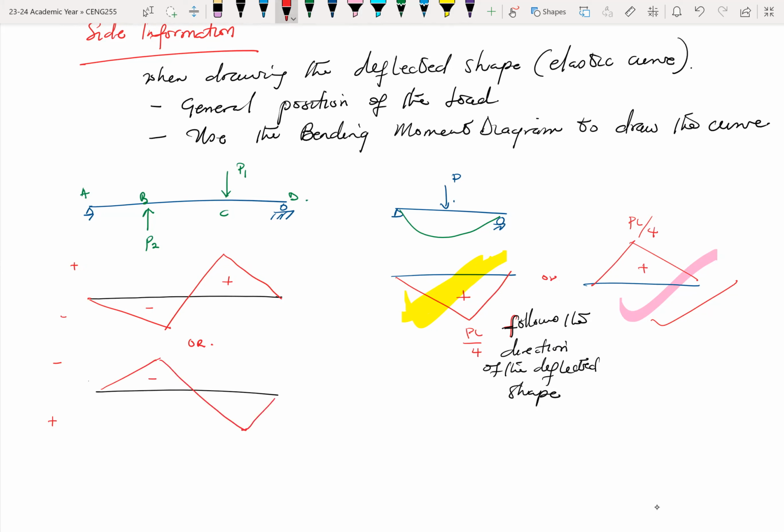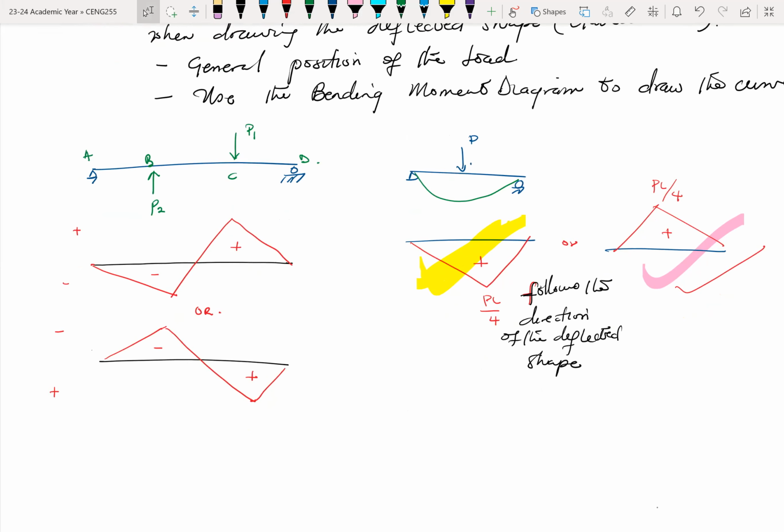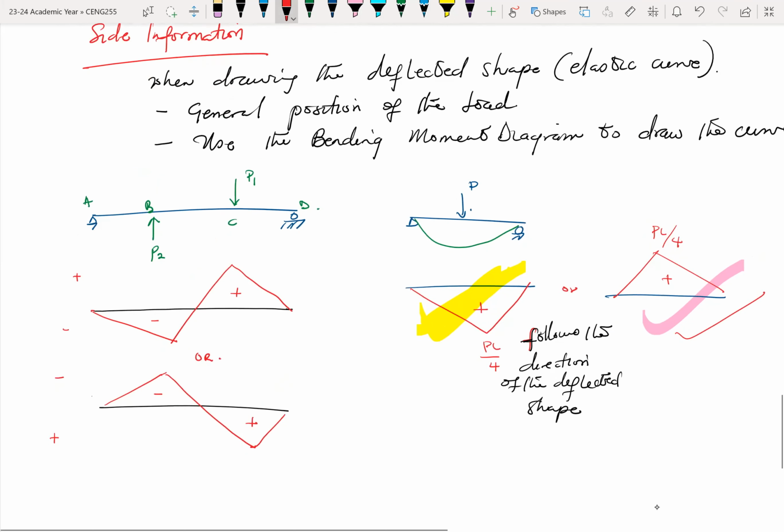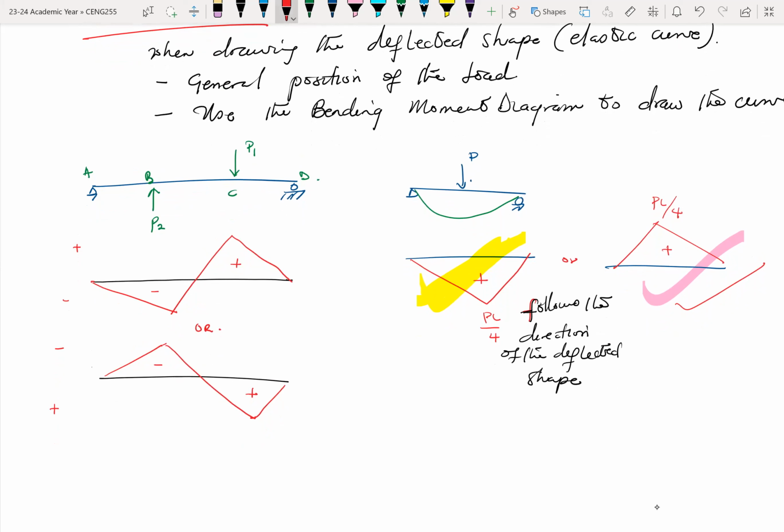Okay, so this is negative, this is positive. It's the same thing, it's just that we have flipped the position. Positive is sagging, negative is hugging, that kind of stuff. So if you look at it, this is how the deflected shape would be. Let me just draw it over. So this is the deflected shape.